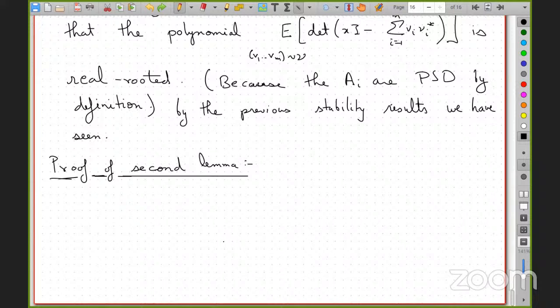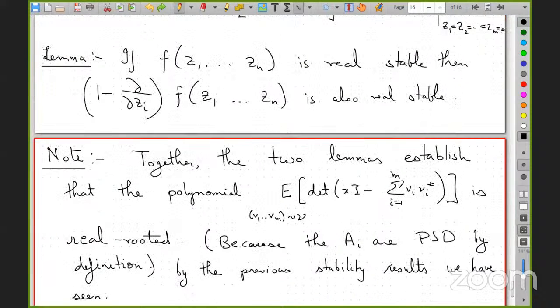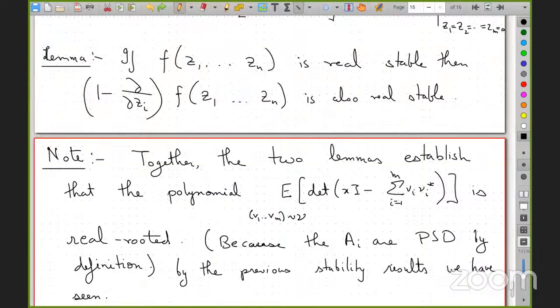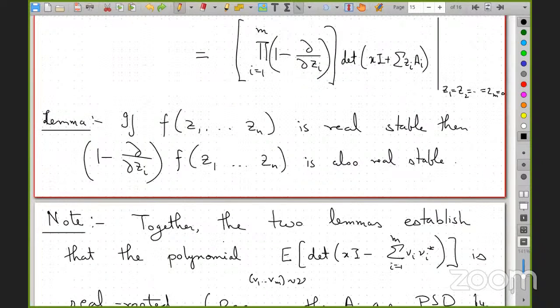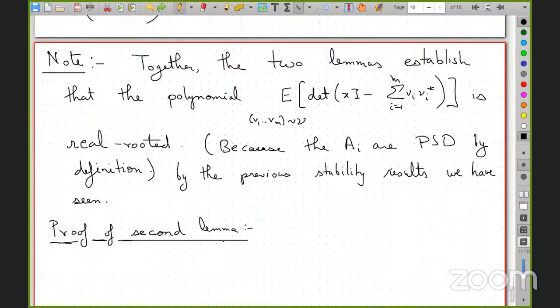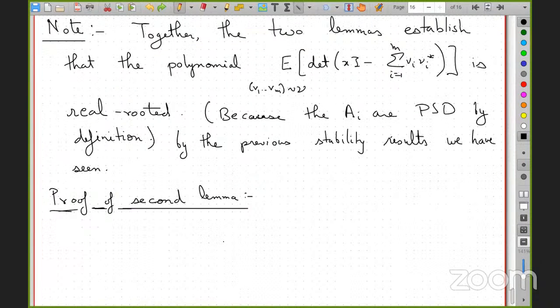Here, this 1 minus del by del z_i. You can take anything like 1 minus any positive multiple of the derivative and it will work. 1 plus might fail. Yeah, we'll see what's happening. This is just the change of the derivatives at the root.